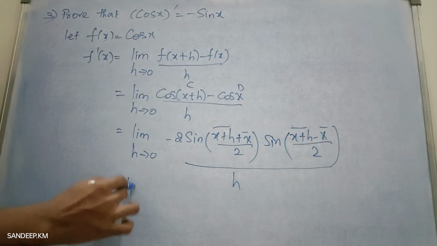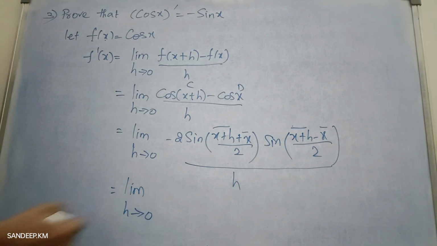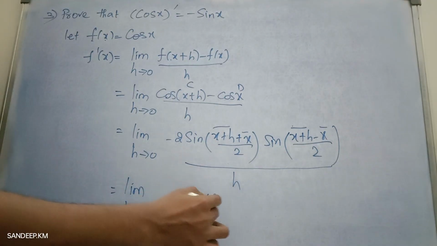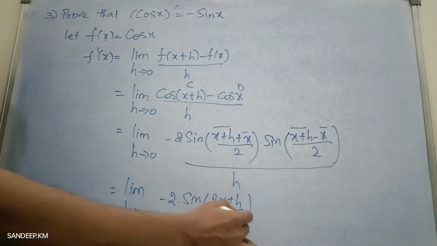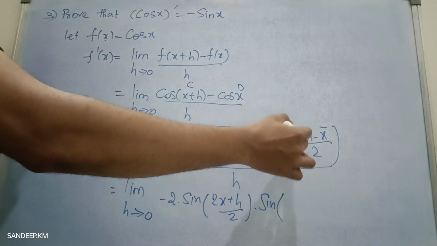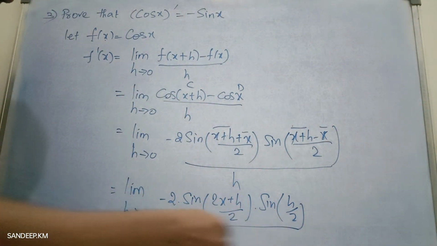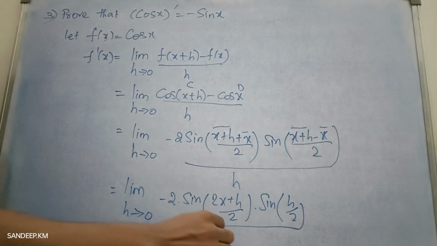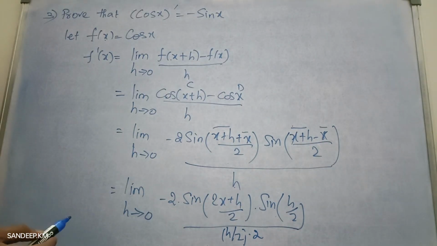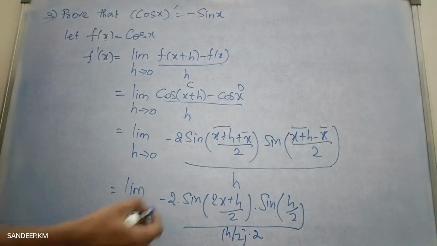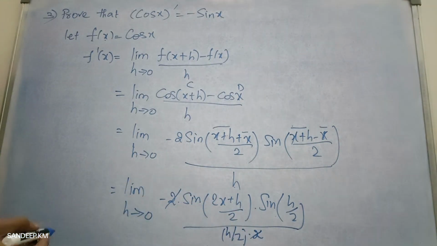Next, dear students, we are almost close to our answer. Limit h approaches 0. Minus 2 into sine of x plus x, which is 2x plus h, by 2, into sine of, please observe here, plus x and minus x cancel, so we will get h by 2. Since it is sine of h by 2, I want h by 2 in the denominator. So let me divide h by 2 and also multiply with 2. The denominator is divided by 2 and also multiplied by 2. So dear students, we know the value of this already. Here 2 and 2 will get cancelled obviously.